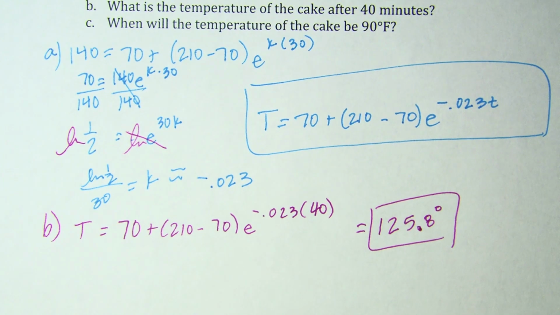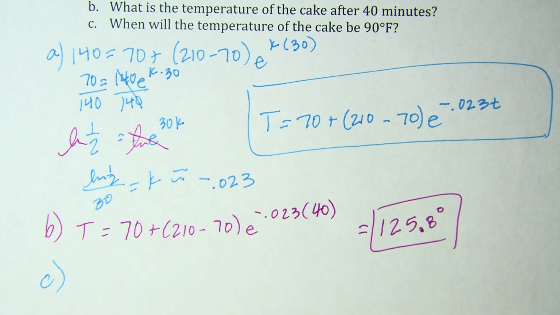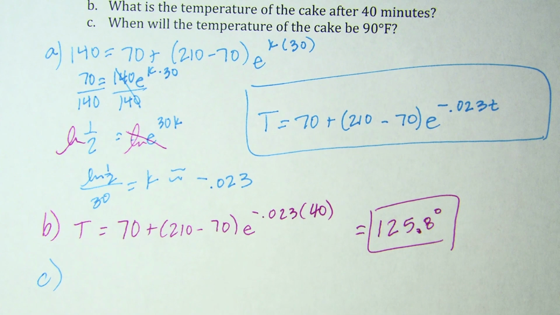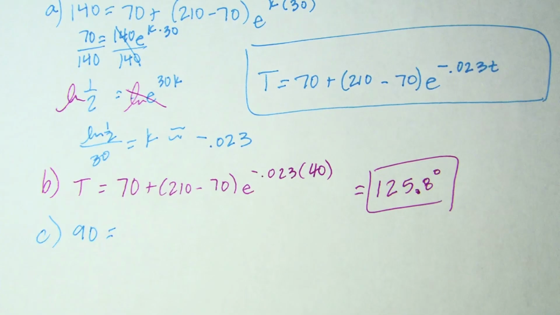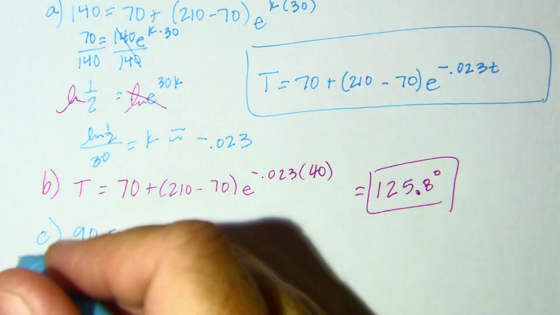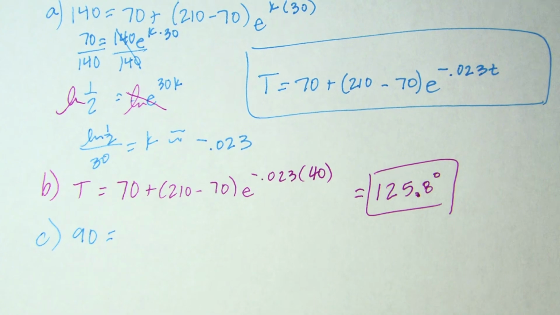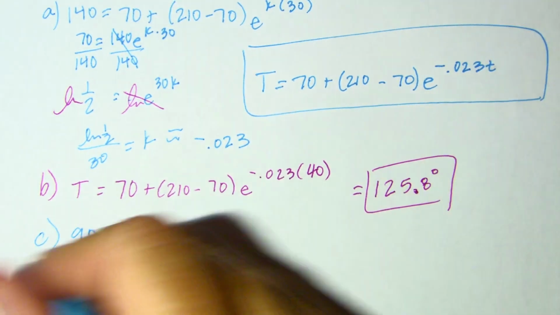And part C says, when will the temperature of the cake be 90 degrees Fahrenheit? So they're telling us an accumulated value temperature, and then they want us to find how long until it reaches that temperature. So how long do you have to wait until it's cool enough to eat?